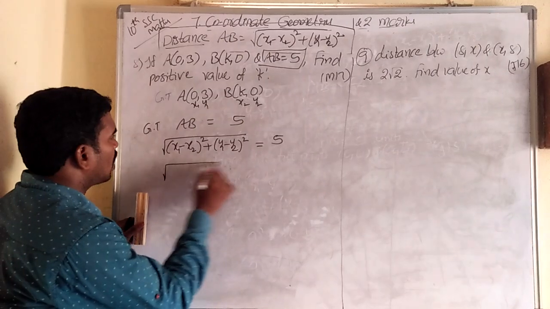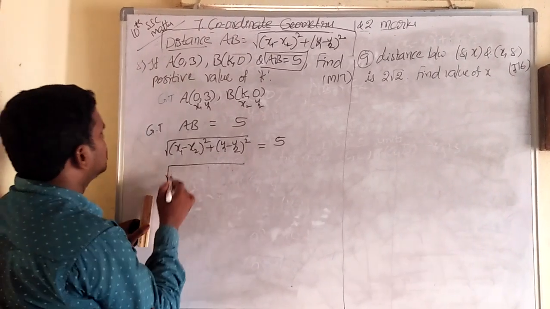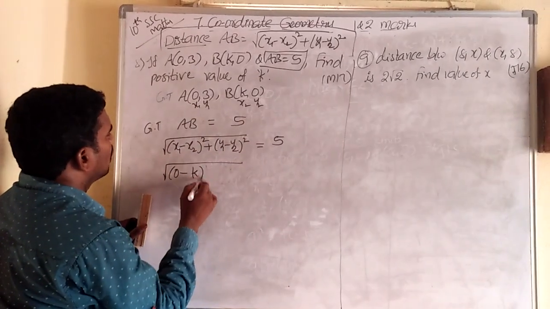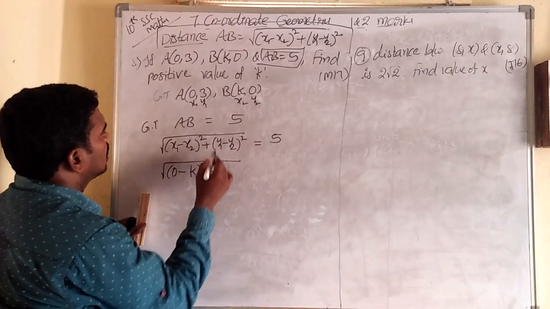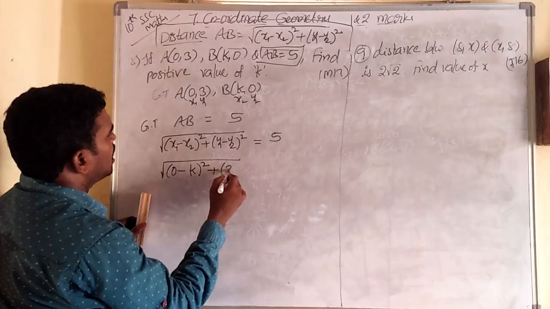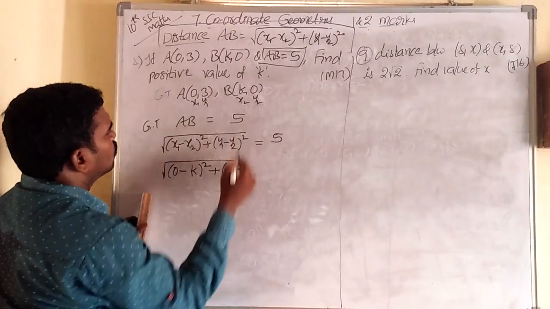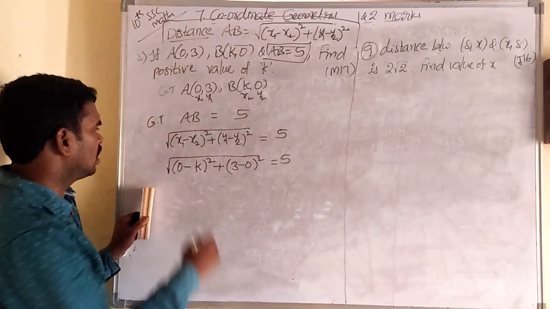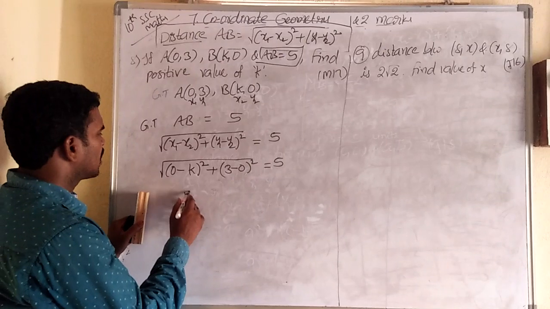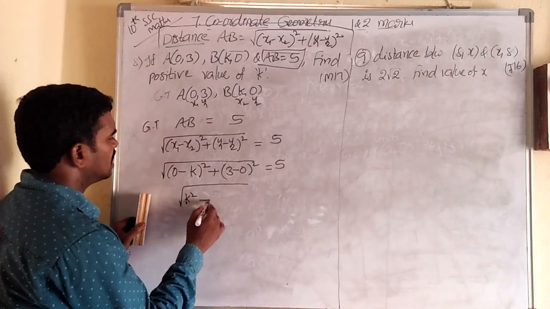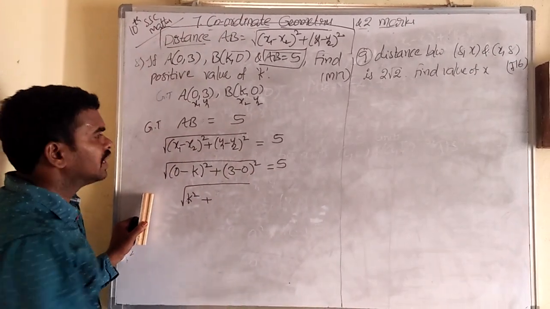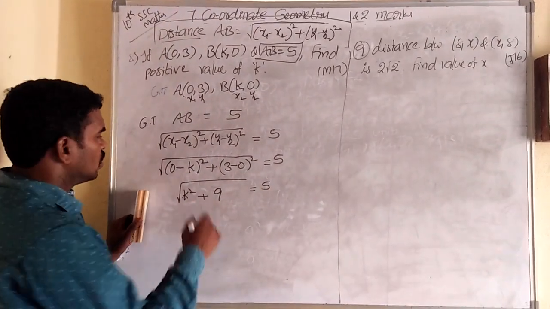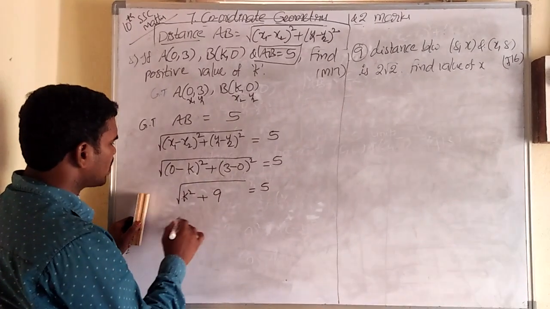Okay. Next root of, what is x1? 0. Next minus x2. What is x2? K whole square. Next plus. Next y1 3. Next minus y2 0 whole square. Next is equal to 5. Now 0 minus k whole square means k square. Root as it is plus 3 minus 0 means 3. 3 square means 3 3s are 9, is equal to 5. Okay. To remove the square root, taking square on both sides.